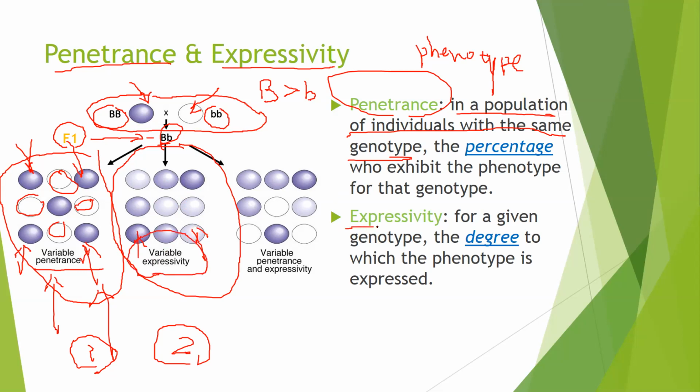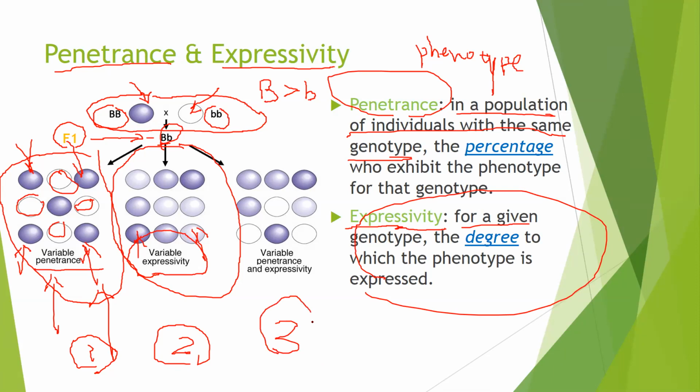All right, the concept of expressivity is, for a given genotype, the degree to which the phenotype is expressed. This is the definition for expressivity, right? And in the third example here, showing this diagram, you're going to see both the variable penetrance rate and also the variable expressivity. All right, I hope it is clear. Those two concepts are very important.